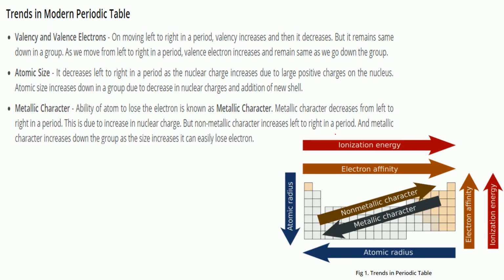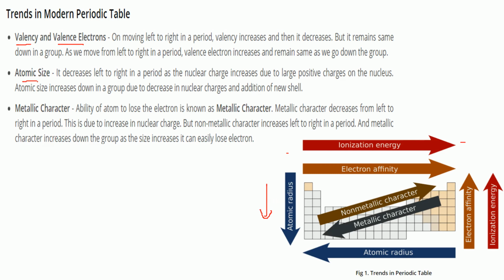What are the trends in the modern periodic table? If we see the valency of the electrons, that means the outermost orbit, it determines how the element will combine with others, whether it is going to make an ionic or covalent bond. If we move from left to right in a period, the valency would increase and then decrease, but it remains the same as we go downwards in a group. As we move left to right in a period, valence electrons increase, and they remain the same as we go down the group.